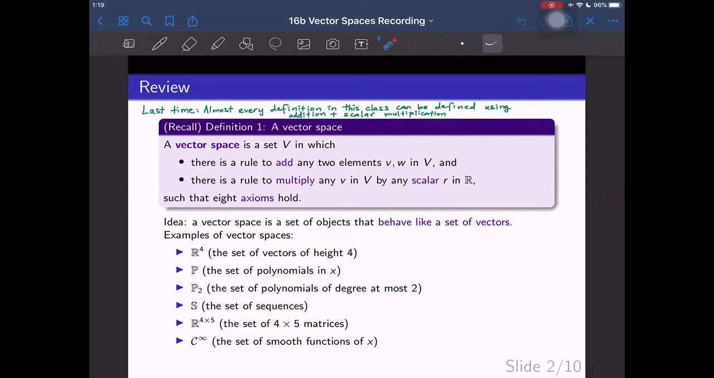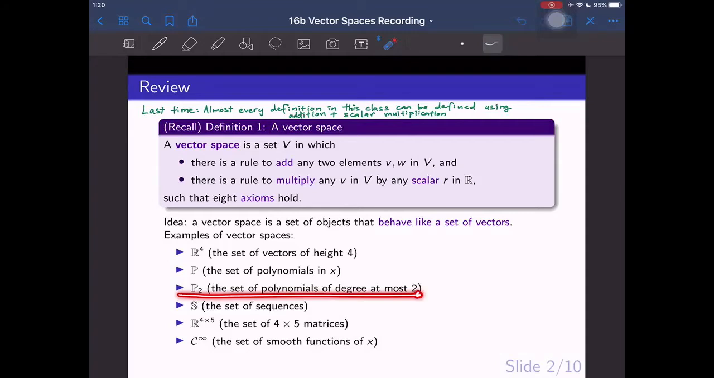The first is the motivating example, Rn, the one we studied all semester. The set of polynomials in X is also a vector space. Addition and scalar multiplication are defined in a familiar way for polynomials. We can also restrict ourselves to polynomials of degree at most n. So for example, here P2 denotes the set of polynomials of degree at most 2. This allows us to work with a smaller set of polynomials.